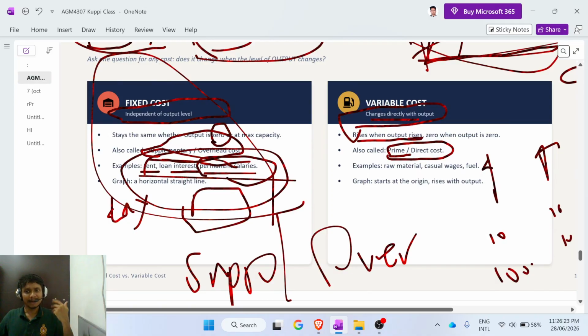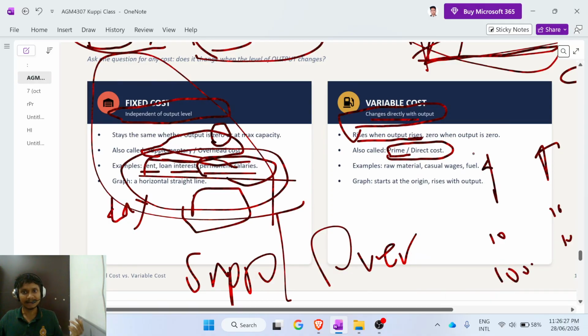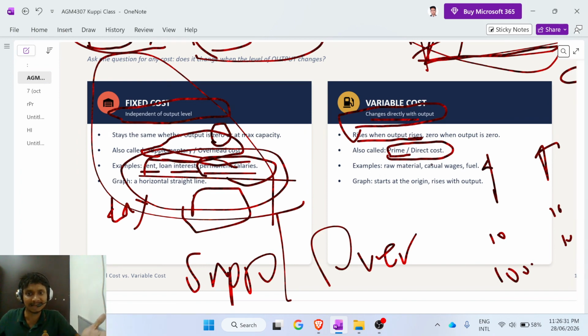Therefore, we have to buy flour. We have to buy oil. We have to buy gas. Therefore, according to our output, it will change. Our main purpose is making roti, so we have to spend some money for our main purpose. That is called prime cost or direct cost.